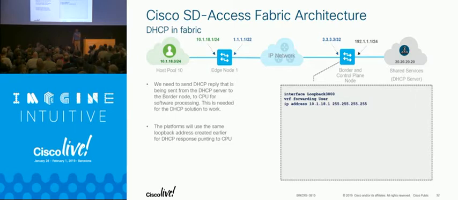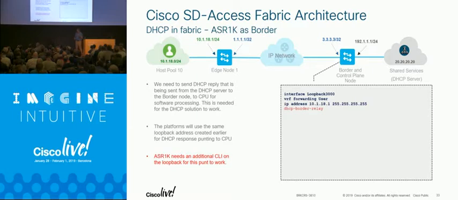So there is a couple of things to note here. On my Catalyst 9K switches and my Catalyst 6K switch, which is a border node, this is all I need. If I had an ASR 1K or an ISR 4K as my border node, you would have to have this additional CLI on the loopback that you create in the border. Now, the good thing is this is automated from DNA Center, so you don't have to worry about that.